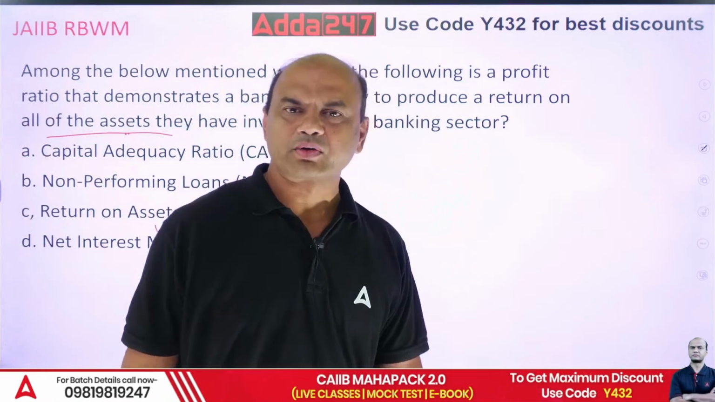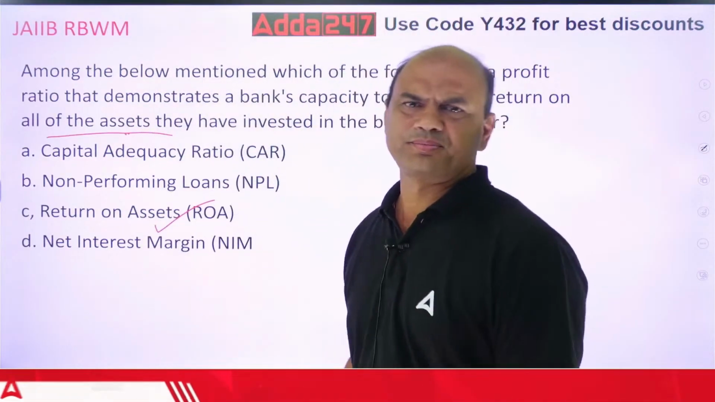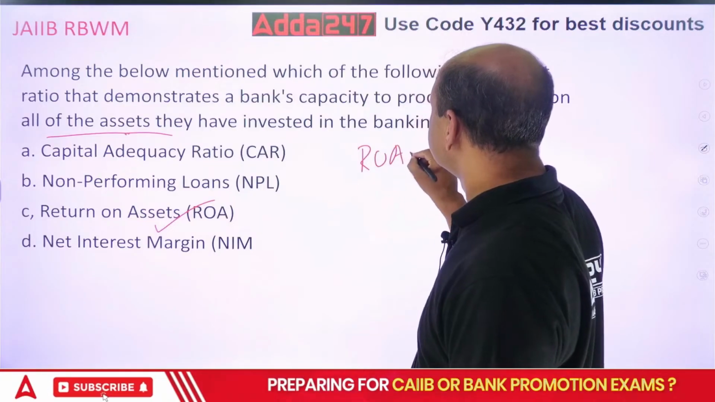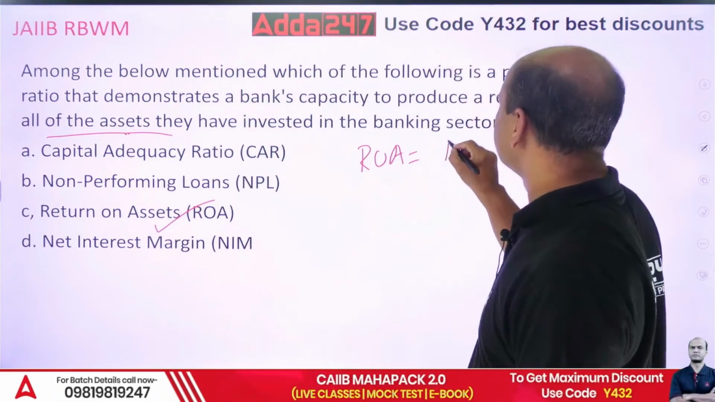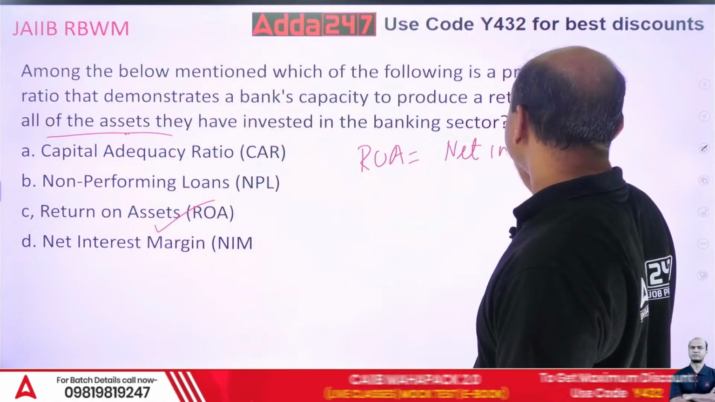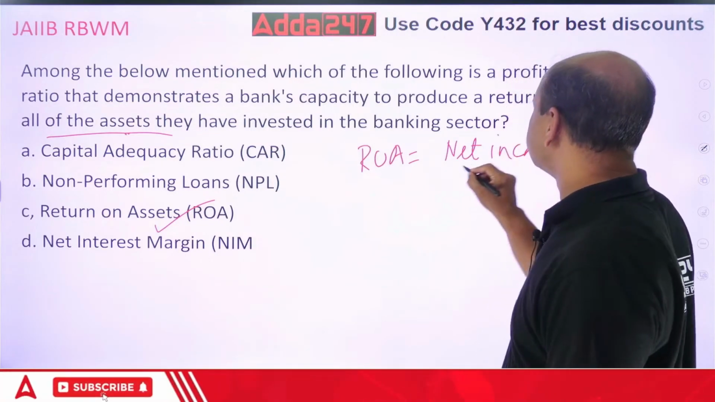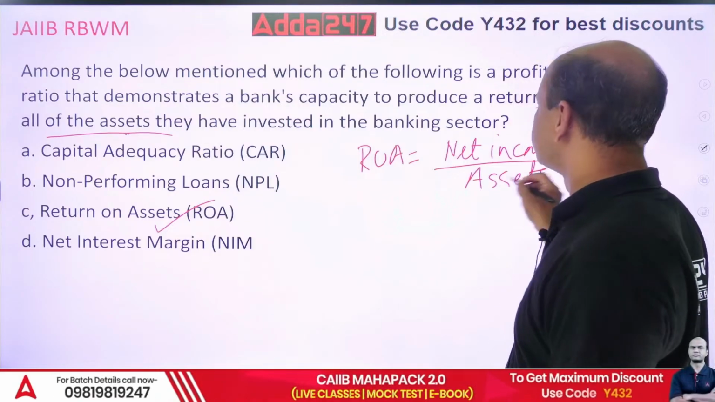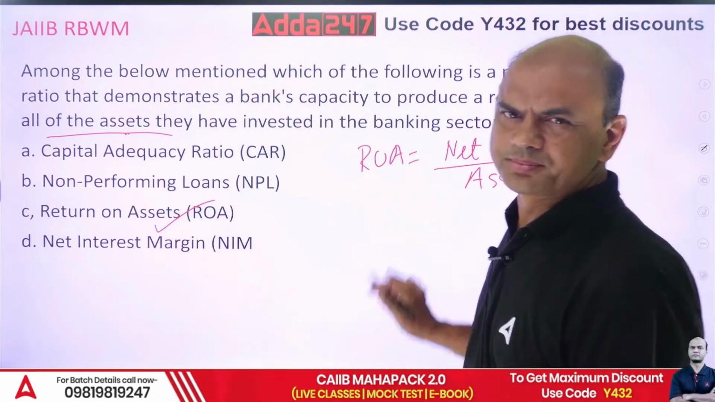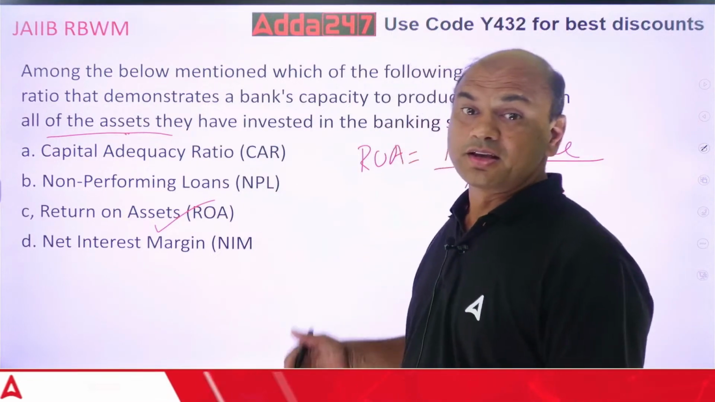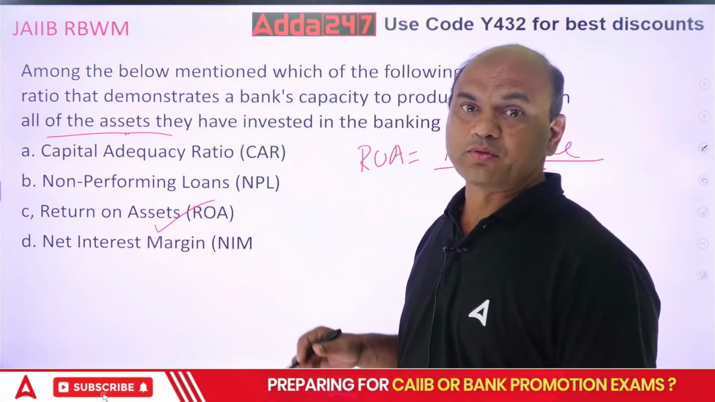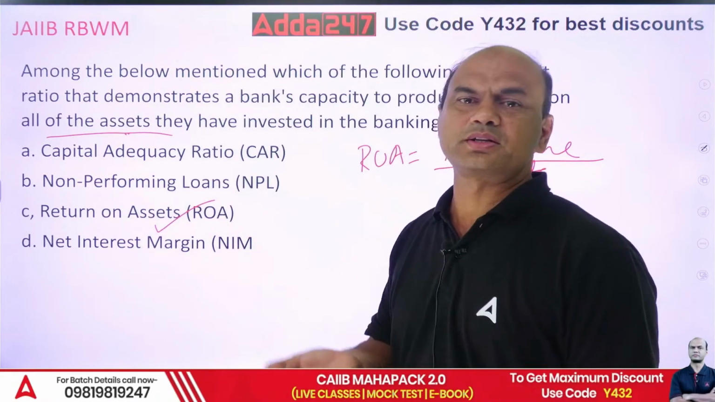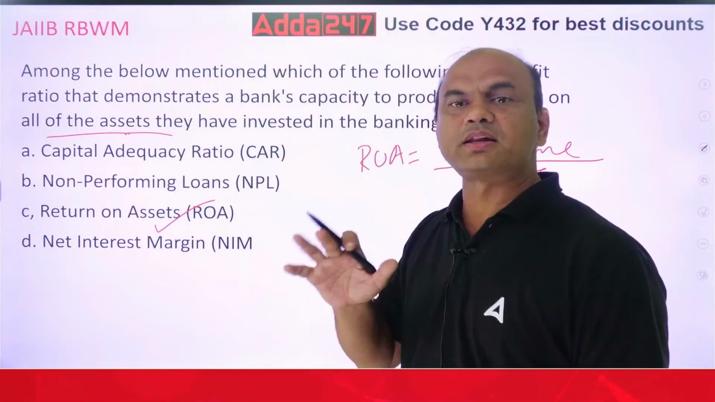What is the formula for ROA? Everyone, what is the formula? ROA equals net income upon assets. Okay, net income upon assets. Simple. But see, I'll go up to the depth. I won't just give you the answer and move out. I'll go up to the depth because that's what is required. You must be clear in the concepts.